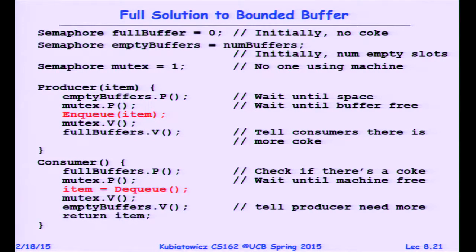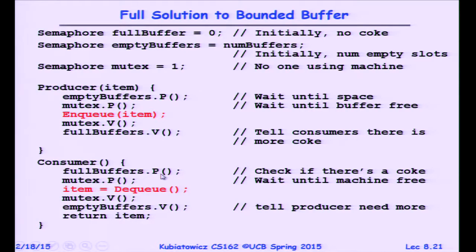Yeah, go ahead. Kind of related to that, is there any situation where a full buffer is available, but the machine is not free? Like given this ordering of the full buffers... So you're saying there is a buffer that's available for the consumer, so you do full buffers.P. And what's the scenario you're worried about here?